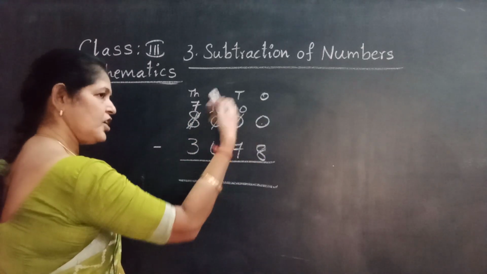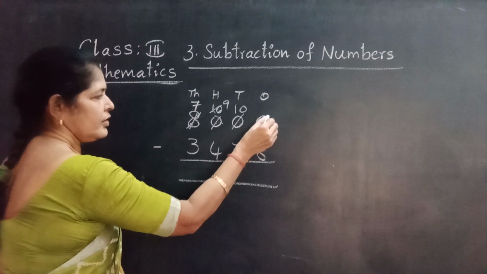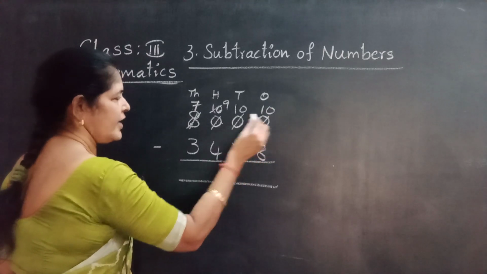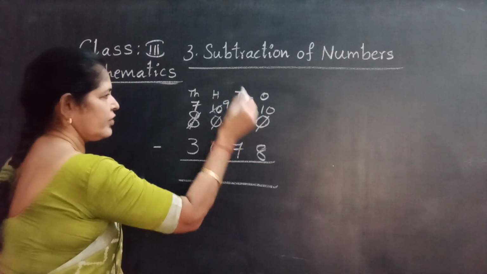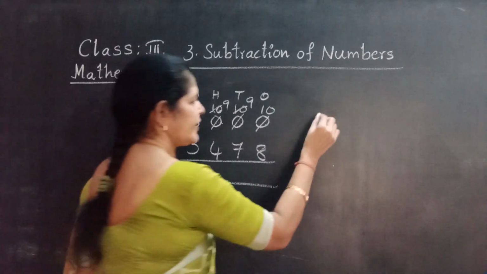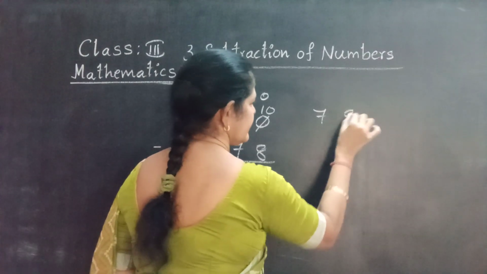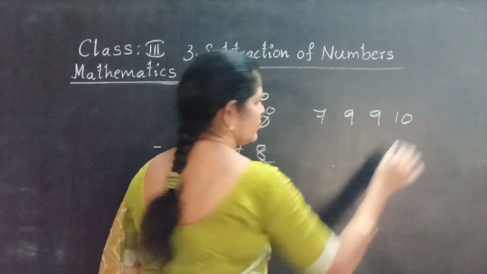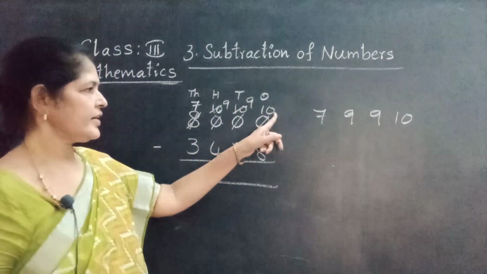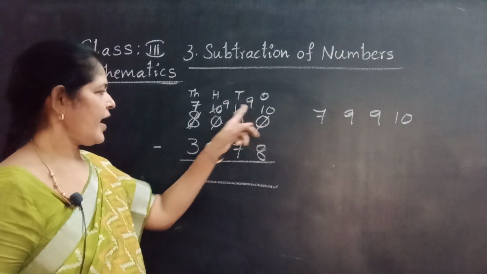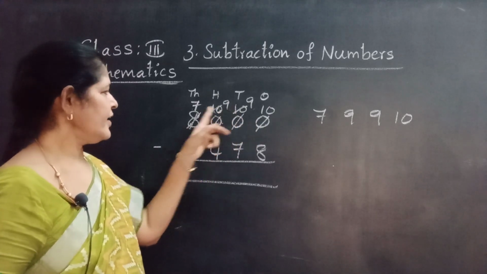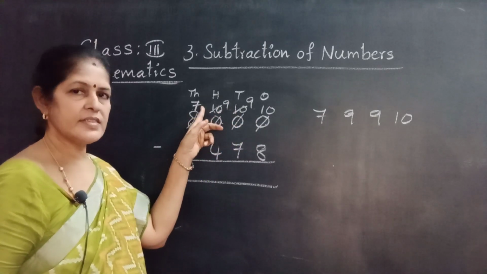Again using continuation the concept. Then this 0 becomes 10. This 10 changes into 9. That means we get the number like this. Ones place having 10, tens place having 9, hundreds place having 9, thousands place having 7.